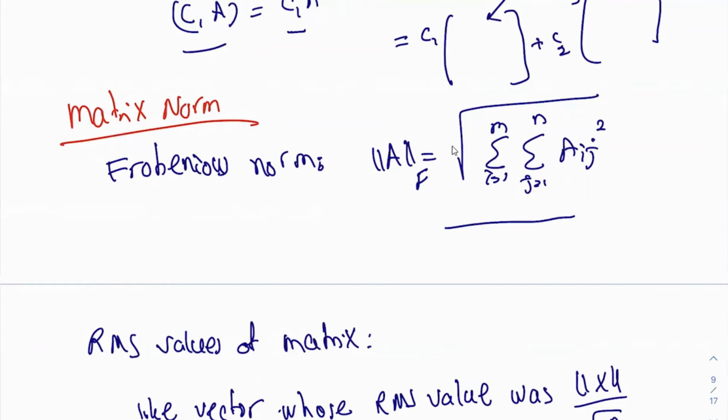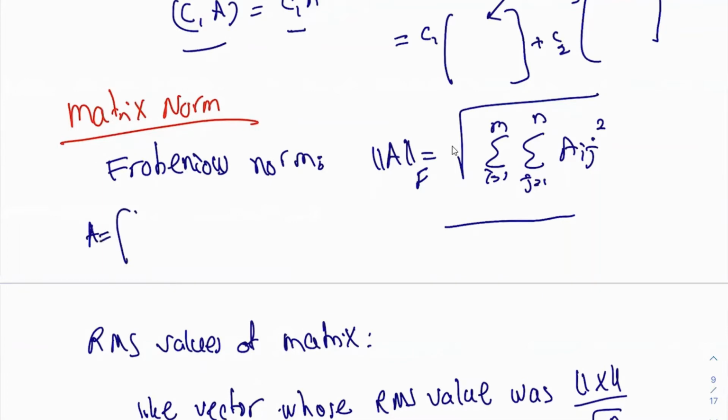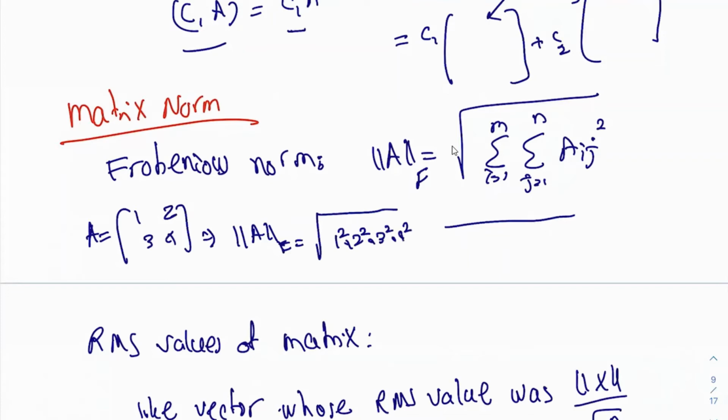matrix. What it means is that if you have matrix 1, 2, 3, 4, then the Frobenius norm of this matrix is the square root of 1 squared plus 2 squared plus 3 squared plus 4 squared, which is equal to the square root of 30. That's the Frobenius norm. It's very similar to the Euclidean norm of a vector. Now we're going to relate them together in just a moment.